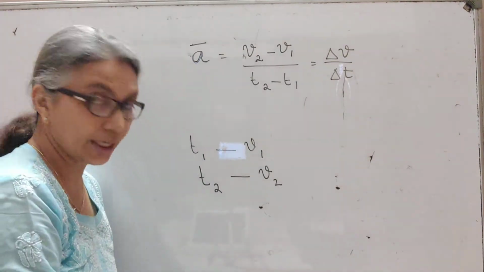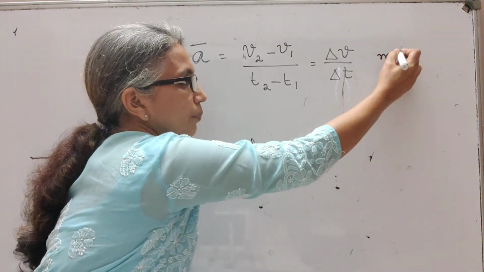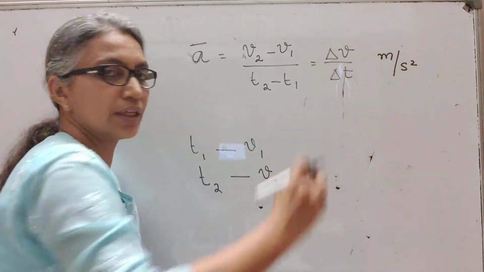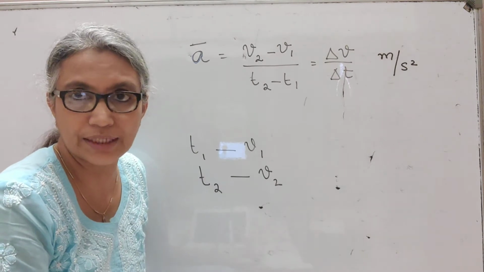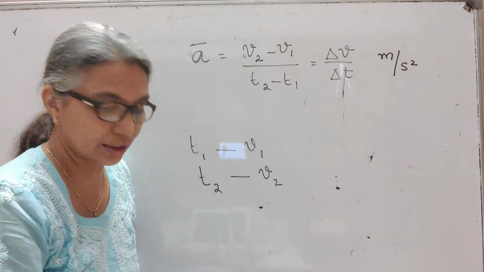And this is what we call the average acceleration, whose SI unit is going to be meter per second square, because delta v, velocity, is already in meter per second. There's another time in the denominator, so it will be meter per second square.